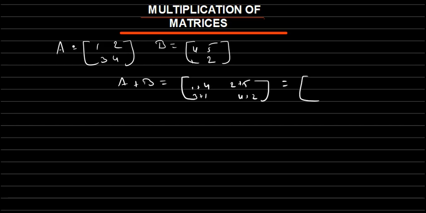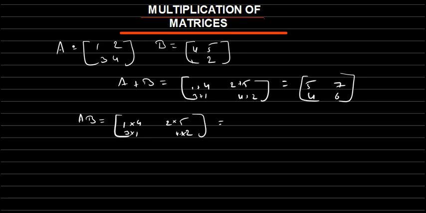I hope you are getting 1 plus 1 is 5, 2 plus 5 is 7, 3 plus 1 is 4, and 4 plus 2 is 6. The same thing you cannot do in multiplication of matrices. Sir, can we multiply the corresponding elements and get the answer as 4, 10, 3 and 8? No, this doesn't work. This method is wrong. For multiplication we have a different rule, and we need to follow that rule.